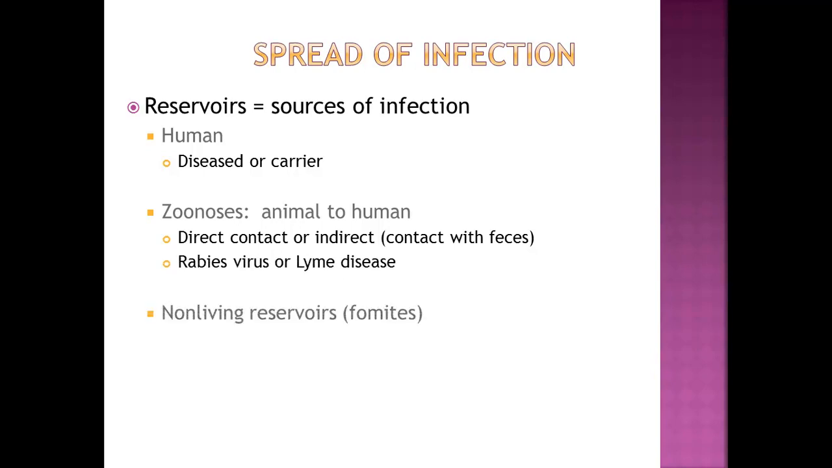Non-living reservoirs, fomites, things that are non-living. So soil and water. So we see this with Clostridium tetani, which causes tetanus, Clostridium botulinum, which causes botulism, and of course ringworm.